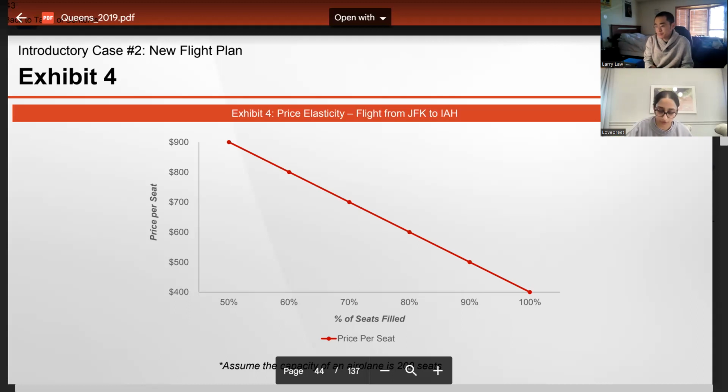Yep, that's right. Moving forward to 70%, that would be of the 200, around 140 seats, multiplied by 700. That would be $88,000 in revenue.